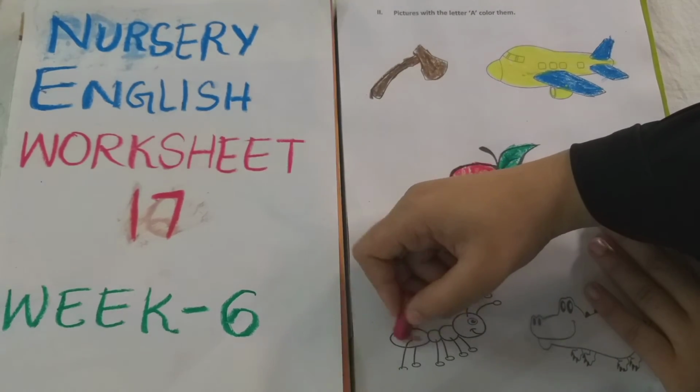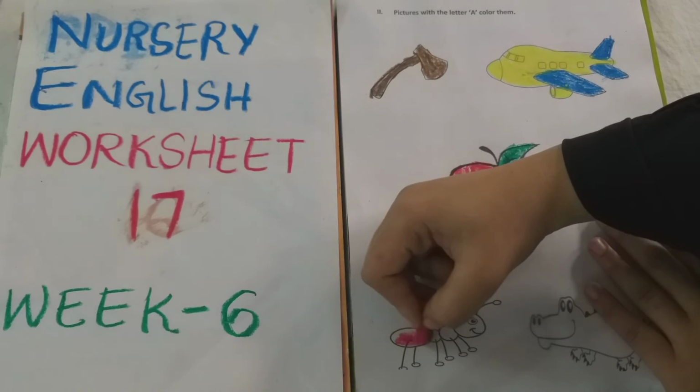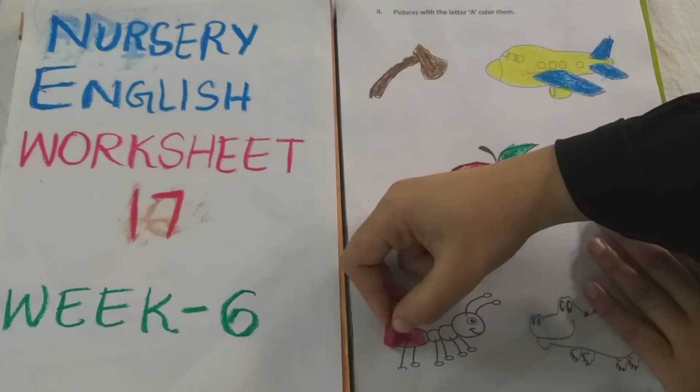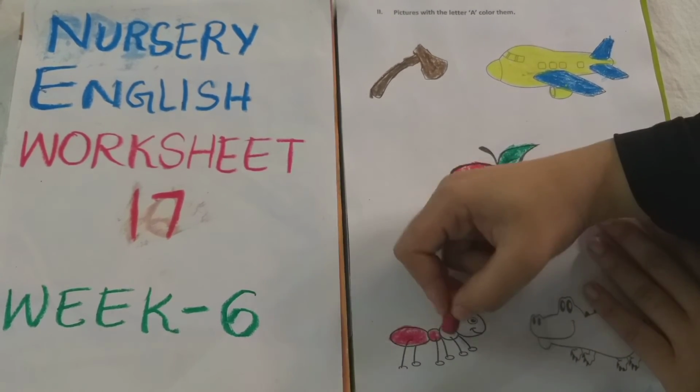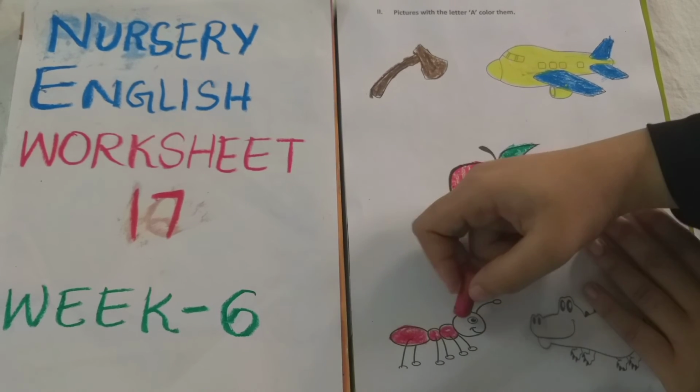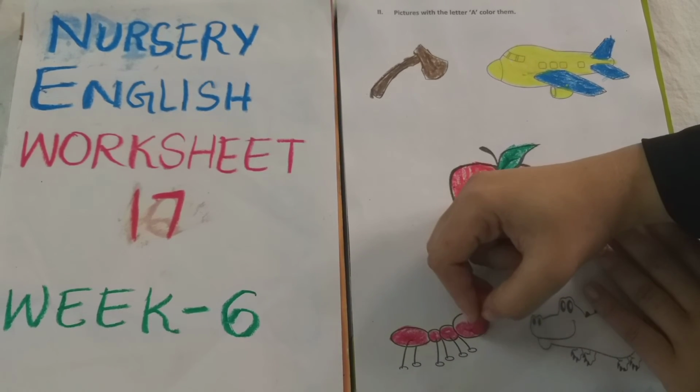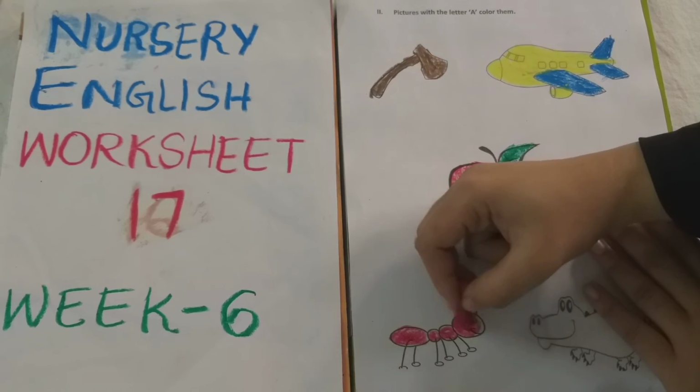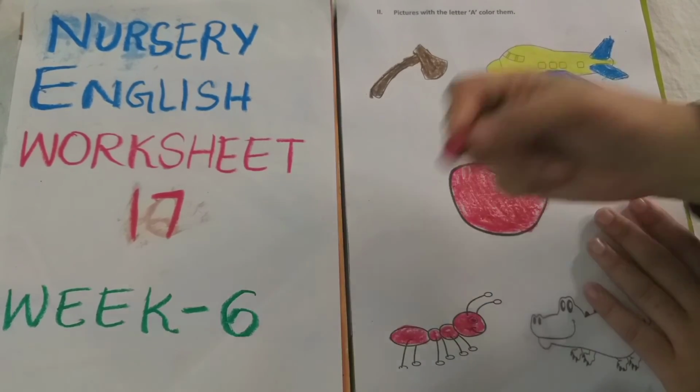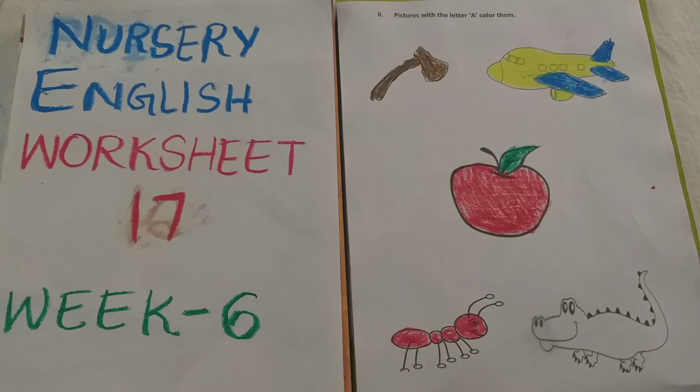Ant. This is red. The color red. Red, red, red. Do you know what color this is? This is red. Now see the next picture.